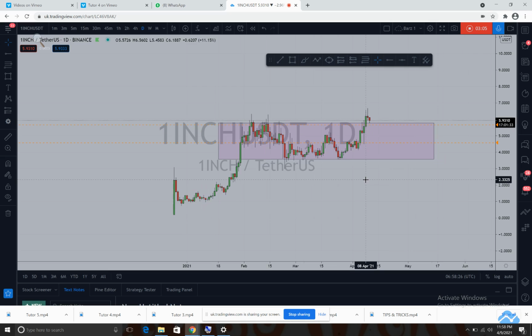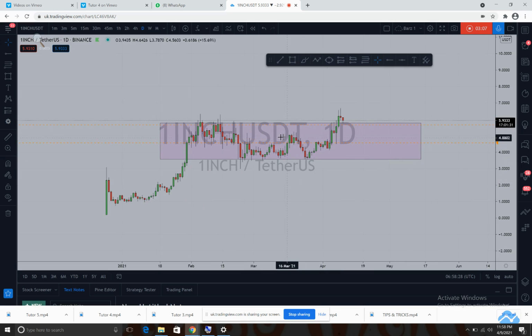Now, what price action can we see on 1 inch? We can see clearly that this market is back in a bullish environment, right? So after this sideways movement, we had this sideways movement since February, right? After this sideways movement, price is showing intentions of breaking out. So we have a nice breakout. We are getting a nice retest. So we expect a continuation back to the upside from this point.